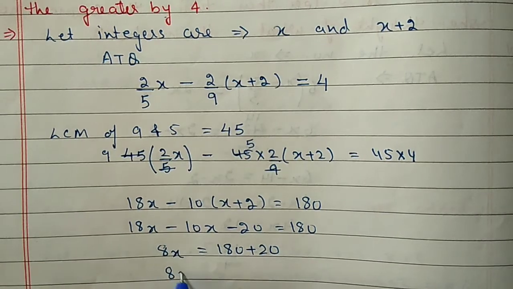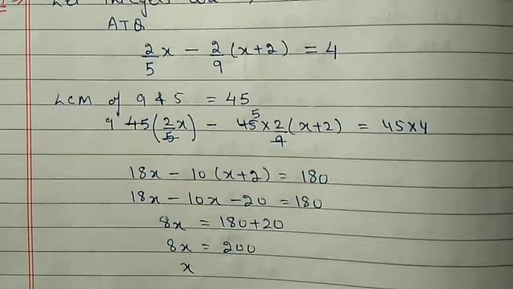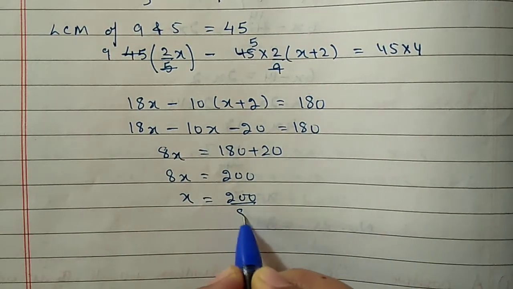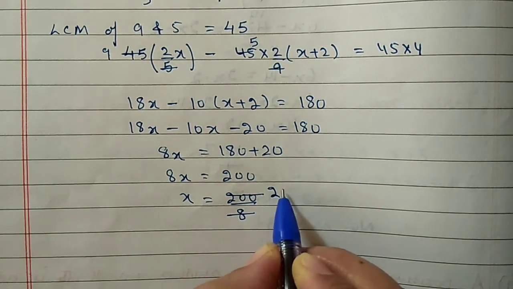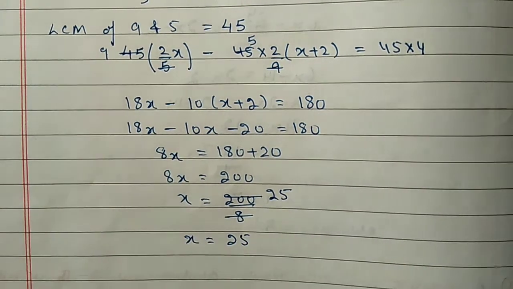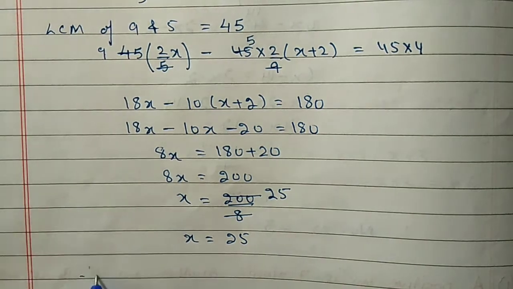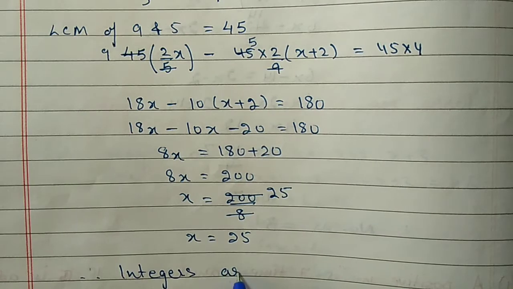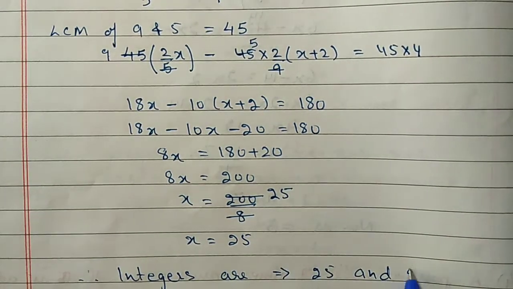18 minus 10 will become 8x, and this 20 we can shift to the other side, it will become plus 20. So we have 8x is equal to 200. Now 8 also we can shift to the other side, so the x value will be 200 by 8. We can cancel by 8: 8 twos are 16 and 8 fives are 40. So the x value is 25. So the other integer will be 25 plus 2, 27. Therefore the integers are 25 and 27.